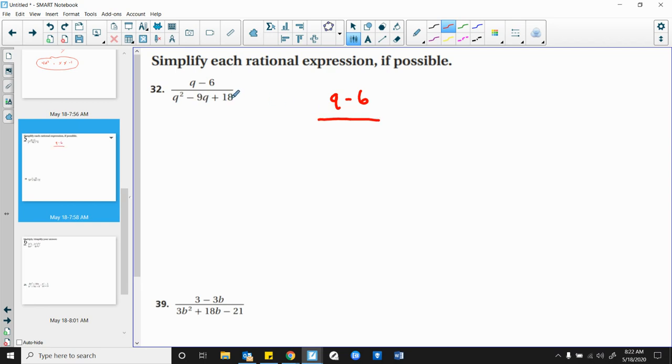So what will multiply to get me 18 and add to get me negative 9? Okay, I hope you're thinking the same that I'm thinking, which is q minus 3 and q minus 6. If I multiply negative 3 times negative 6, I get positive 18. If I add negative 3 plus negative 6, I get negative 9. From here, I know that my q minus 6 and my q minus 6 are going to cancel, and I'm left with just q minus 3. We're not worried about any excluded values anymore, but my answer is q minus 3.